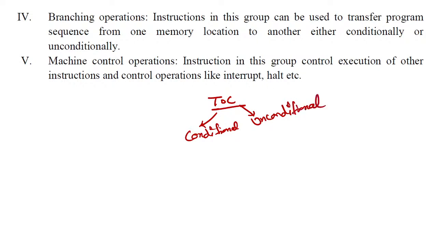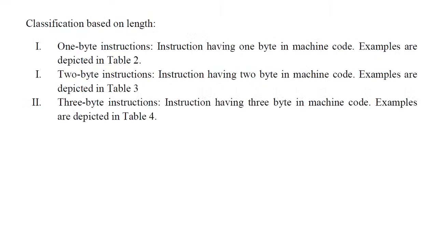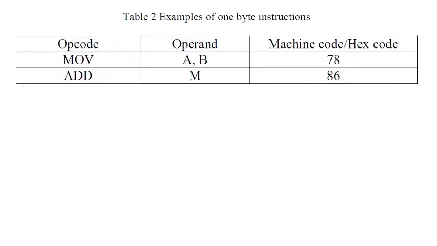Then we have some machine control operations, like if you want to control the CPU, let us say you have interrupt instructions or halt instruction. All these are called machine control operations. So we will see all these kinds of operations. We can categorize the instructions in 8085 as 1 byte instruction, 2 byte instruction, and 3 byte instructions. For example, this particular instruction is a 1 byte instruction, in which we have MOV A,B and the hexadecimal code is 78.